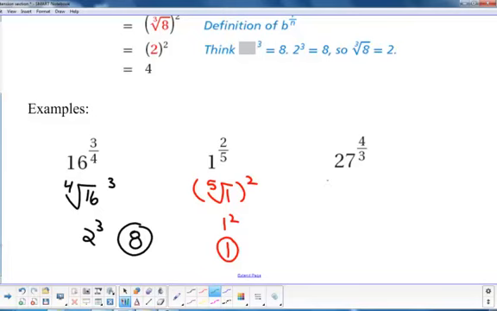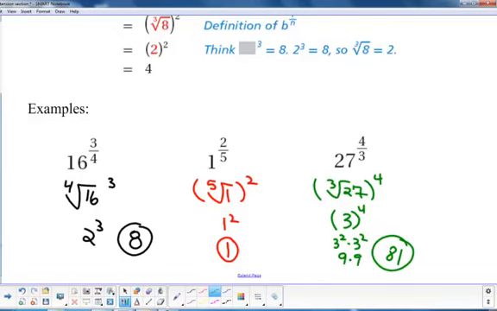And this is the 3rd root of 27 to the 4th. So 3 times 3 is 9, times 3 is 27. So this is really 3 to the 4th. And 3 to the 4th is the same thing as 3 squared times 3 squared, which is 9 times 9, which is 81, your final answer. You could put this in the calculator just like that in parentheses. It's probably just easier to do it by hand.